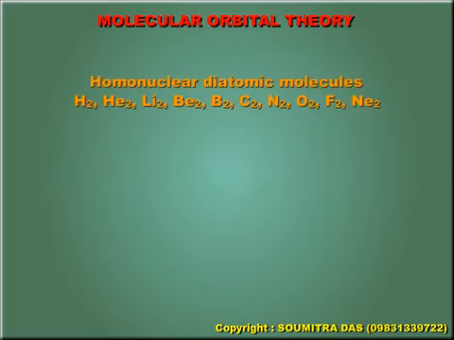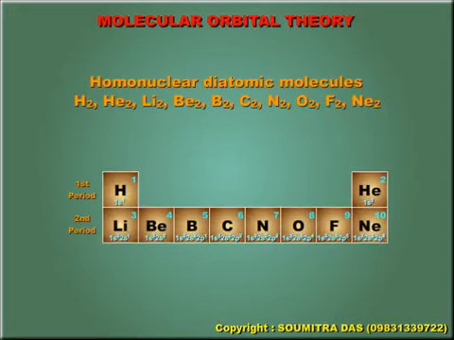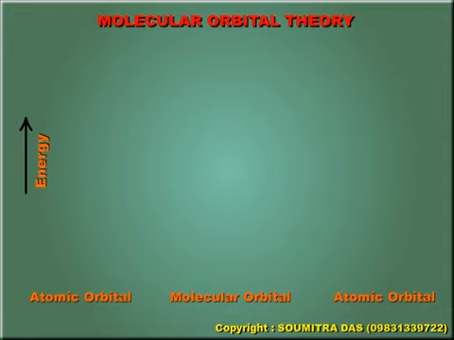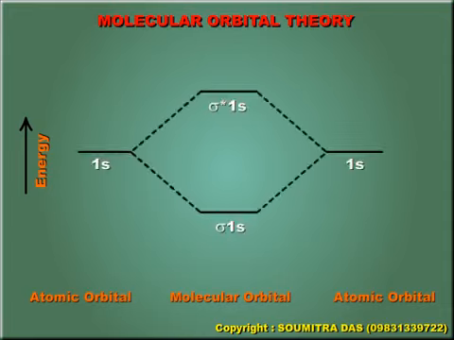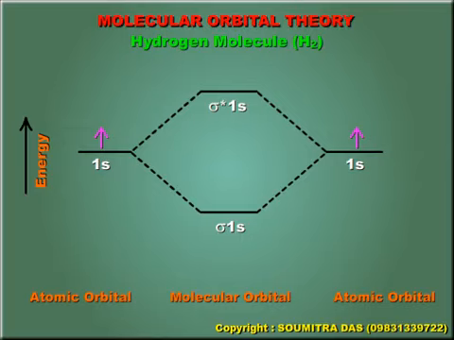Now we will restrict our discussion to homonuclear diatomic molecules of the first and second period elements only. The energy orbital diagram of the first period elements is like this. It has only hydrogen and helium, having only one s atomic orbital. For hydrogen molecule, the two electrons are here before bond formation.